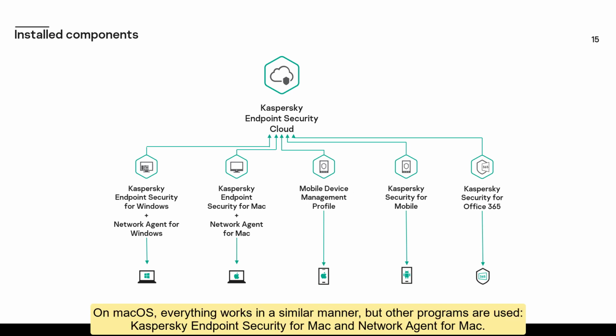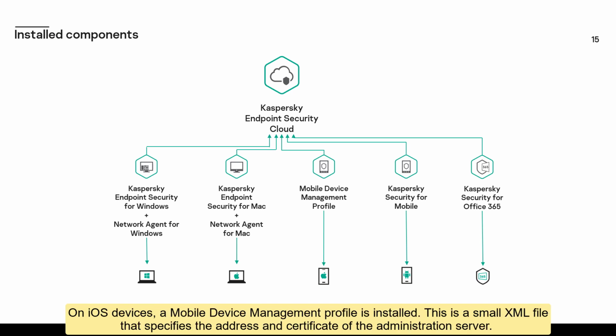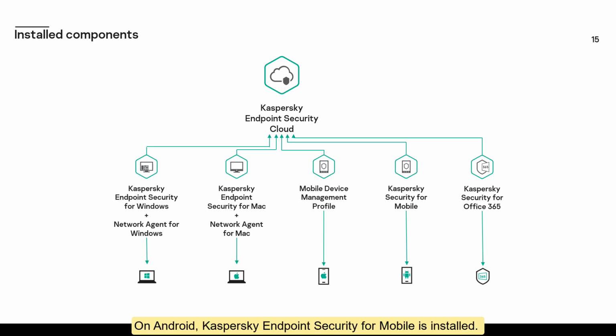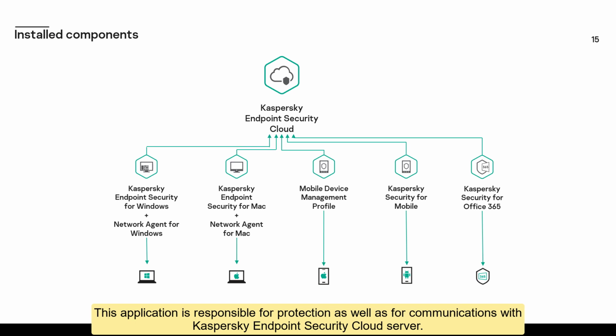On macOS, everything works in a similar manner, but other programs are used. Kaspersky Endpoint Security for Mac and Network Agent for Mac. On iOS devices, a mobile device management profile is installed. This is a small XML file that specifies the address and certificate of the administration server. After the mobile device management profile is installed, you can remotely control the device from the administration console. On Android, Kaspersky Endpoint Security for Mobile is installed. This application is responsible for protection as well as for communications with Kaspersky Endpoint Security Cloud Server.